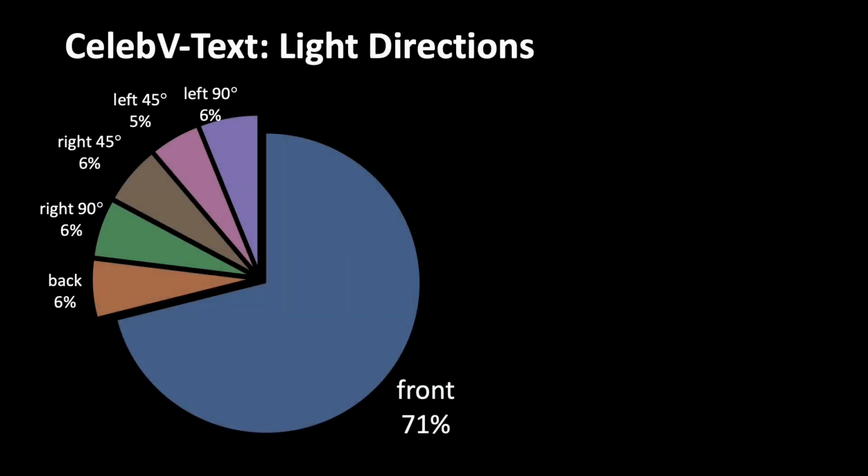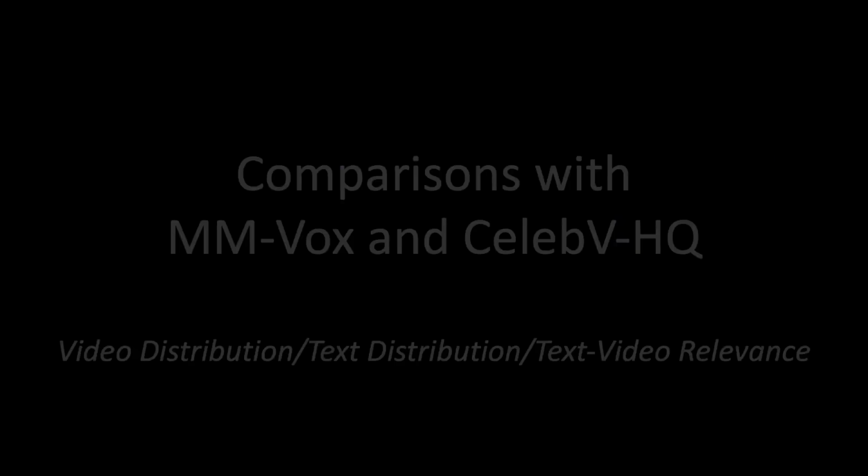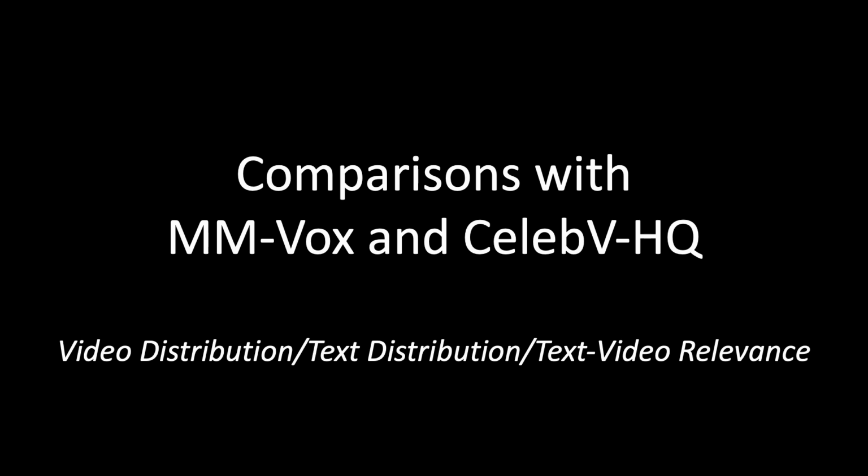The proportion of light direction attributes varies as well. Front lighting appears in around 71% of total videos, followed by even distributions for the rest groups. We compare the video distribution, text distribution, and text video relevance with MMBox and CelebV-HQ.